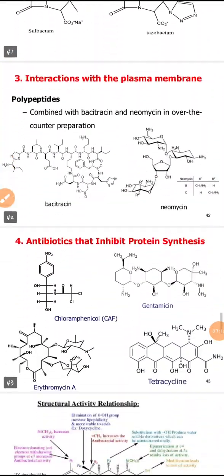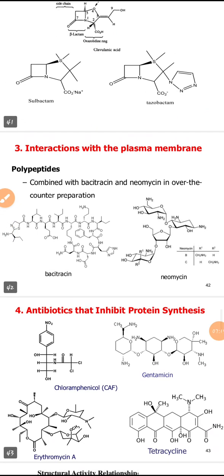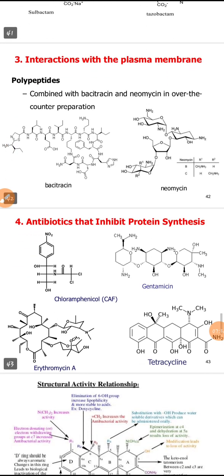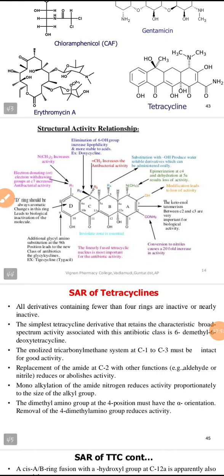There are other compounds that are essential for the treatment of bacteria. At the beginning, we started the classification of antibacterial agents by their mechanism of action. The third classification is those compounds that interact with the plasma membrane, like bacitracin, neomycin, and polypeptides. They are also essential compounds. The fourth group are antibiotics that inhibit protein synthesis, like chloramphenicol, gentamicin, aminoglycosides, and tetracycline. They are also important compounds used as potent antibacterials.